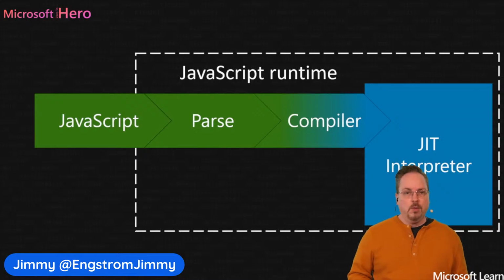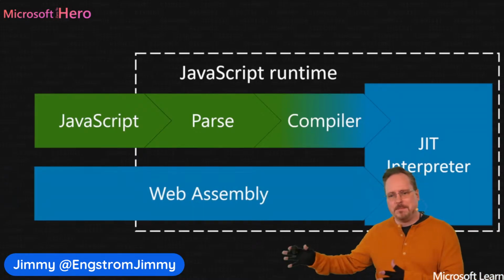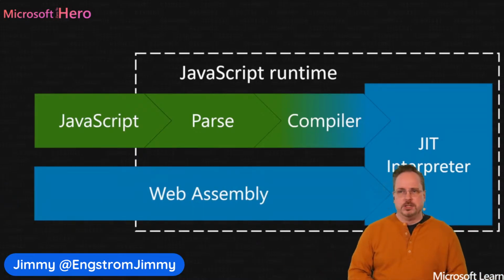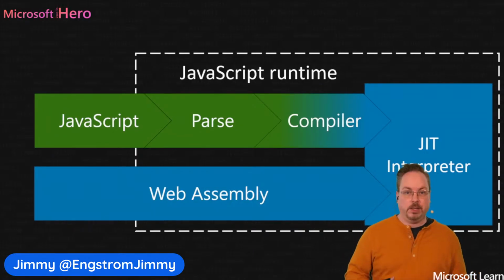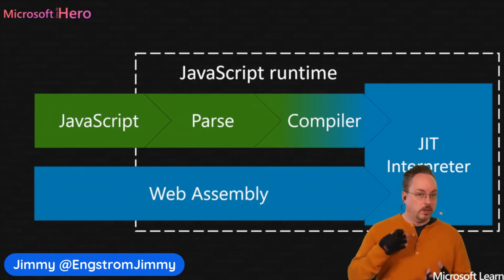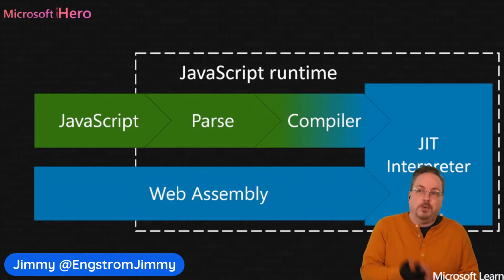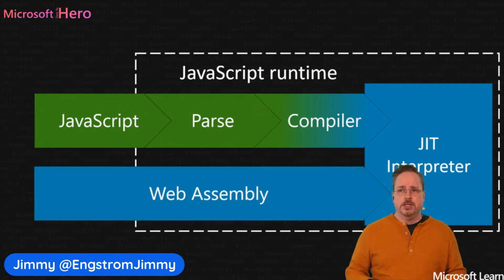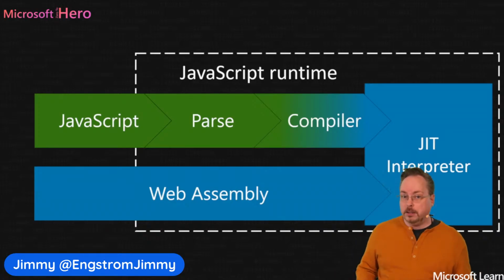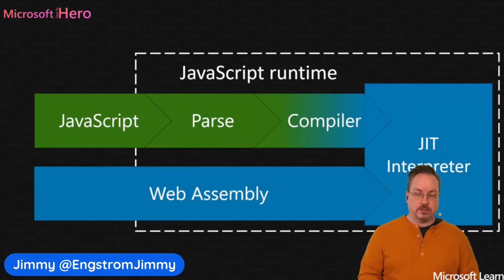With WebAssembly, we can bypass some of that. The JIT interpreter can run WebAssembly directly. So we still need to download it, but we don't need to parse it, and we don't need to compile it. And WebAssembly is also faster than JavaScript. We can reach almost native speeds. So technically, it should be faster as well.